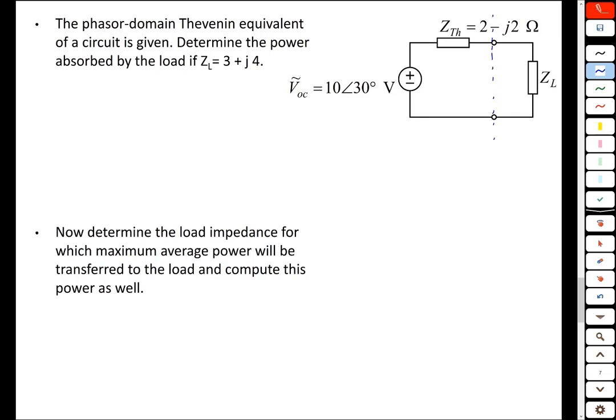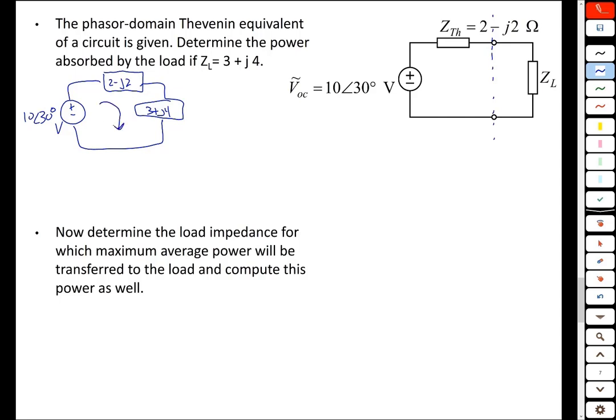Then we're asked to determine what the load impedance would have to be to get maximum power transfer, and then calculate that power as well. So in the first case, we have the following. We have a voltage, 10 at an angle of 30 degrees. We have an impedance, 2 minus j2, and we have an impedance, 3 plus j4.